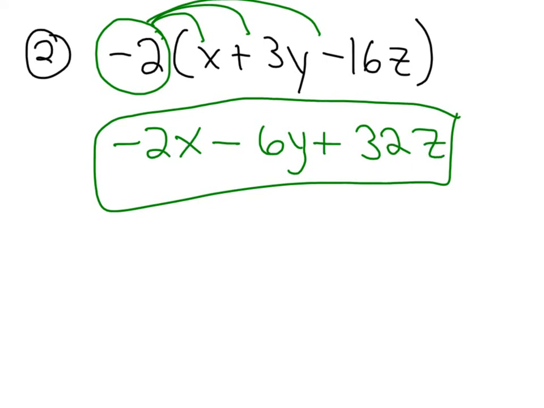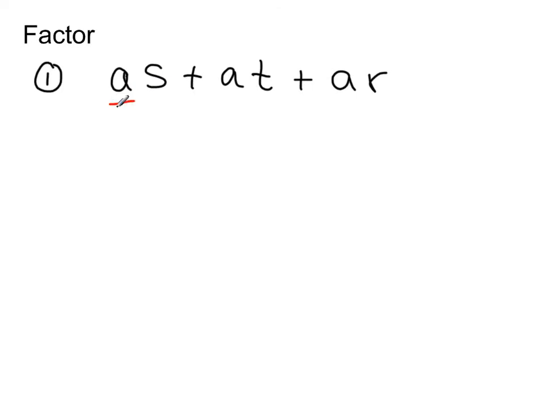Alright, last but not least, we are going to go backwards. The directions ask us to factor. So that means we're starting with something, and we're going to be very nice with how we start. That looks like this. Maybe AS plus AT plus AR. Notice how everyone has an A. It's A times something. So we want to factor it out.